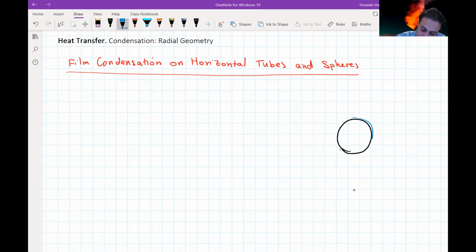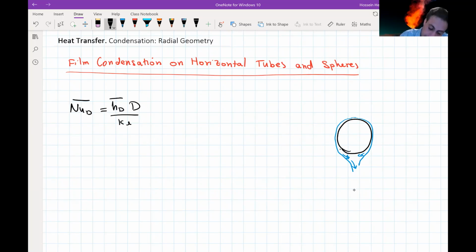So we're going to have a film of condensate forming there and then dripping from the bottom part. So this is going to be the condensate film that is forming on the outside of this cylinder or the spheres that we have. And for the condensation, the Nusselt number of D is going to be h_D times D over k_L. So the diameter of this cylinder or the sphere is D.